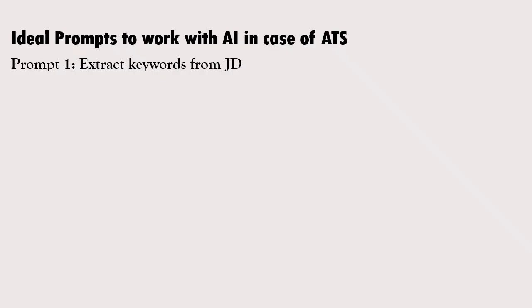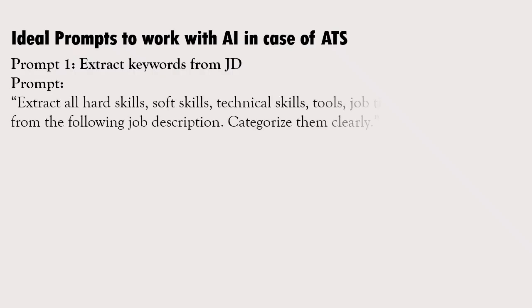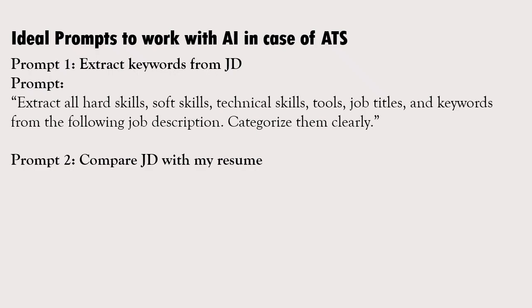So prompt 1, we can give: extract keywords from the JD. This is an example prompt I have given. You can use it as per your expertise. This is only for your information, so if you are an expert in AI, then you can use your own expertise. This is for beginners. Extract all hard skills, soft skills, technical skills, tools, job titles, and keywords from the following job description and categorize them clearly. So this is one of the prompts we can use to extract the relevant information we want.